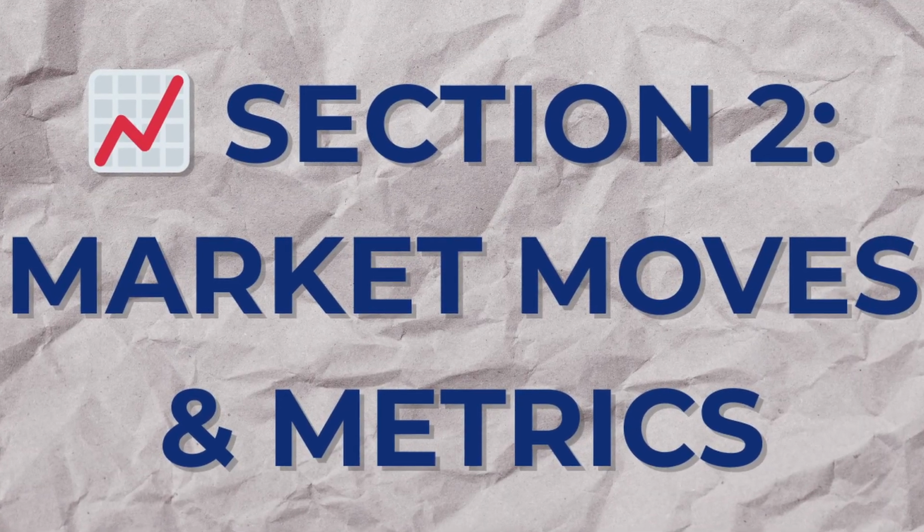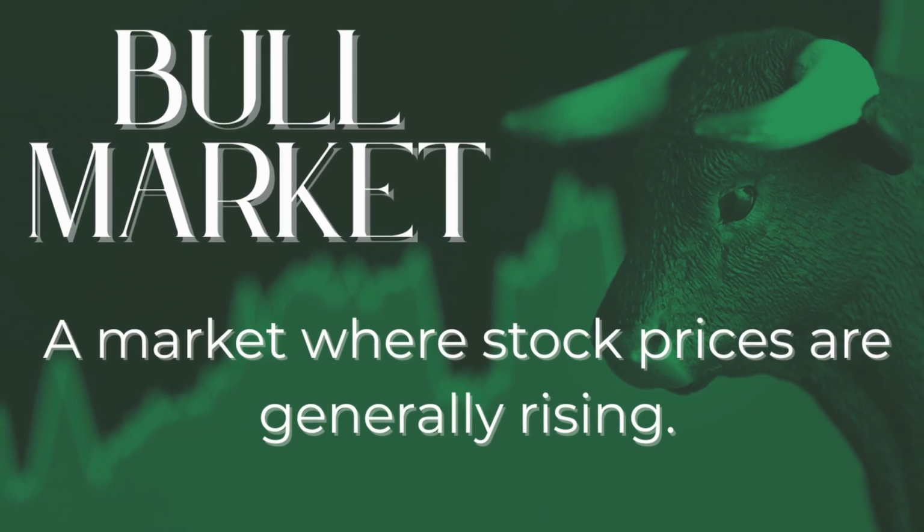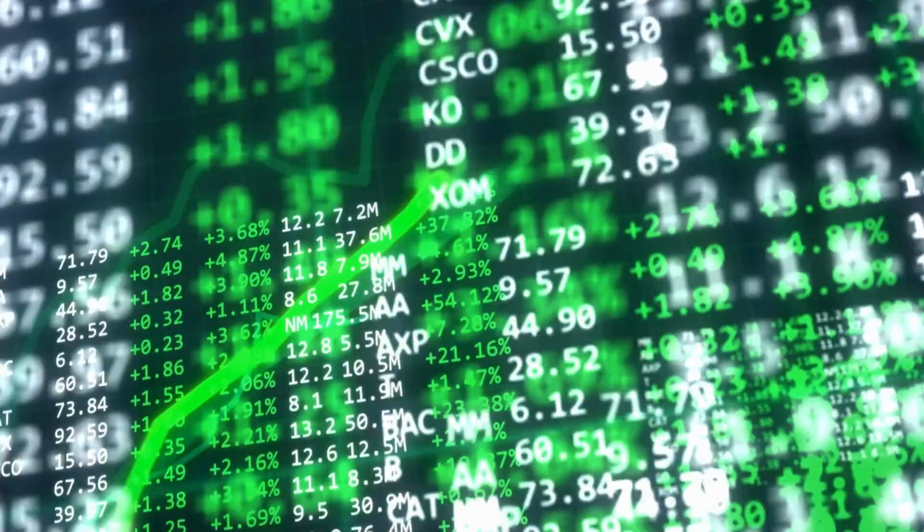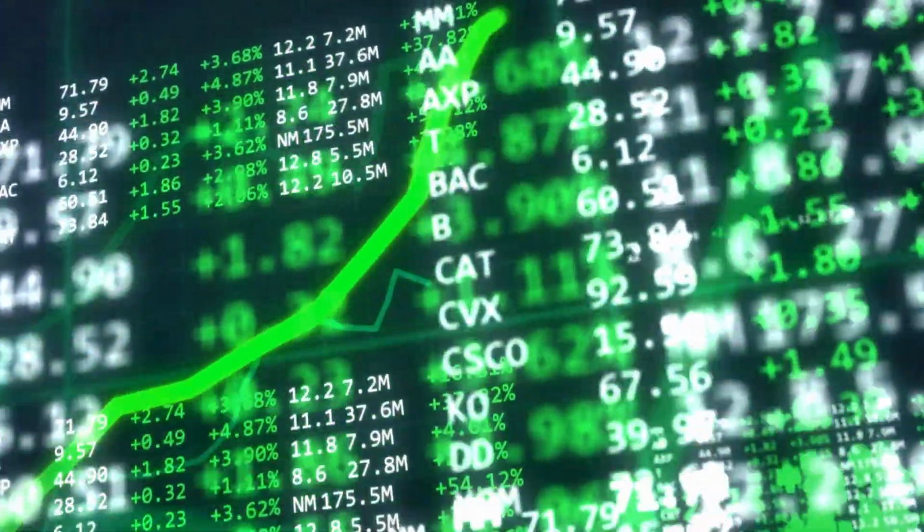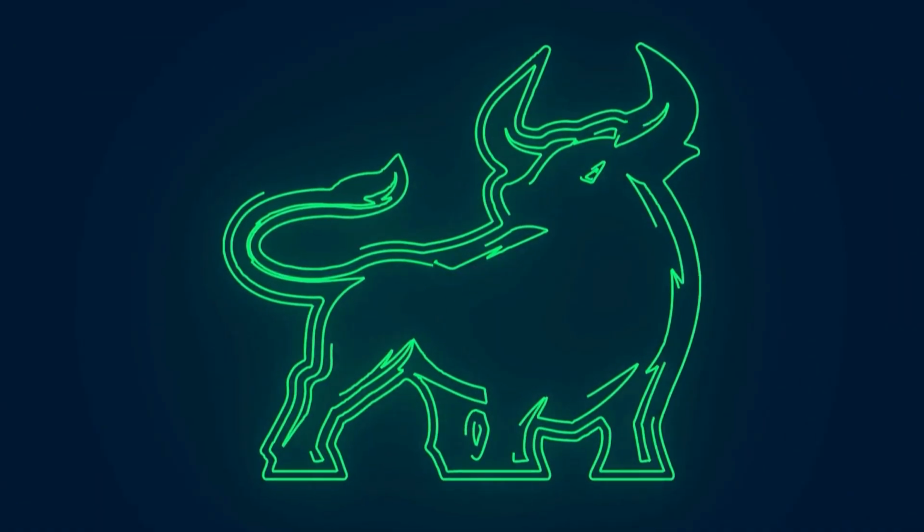Section number 2 is market moves and metrics. What is a bull market? A bull market is where the stock prices are generally rising. That doesn't mean they don't fall at all, but their trend is consistently upwards. The reason that they call it a bull market is because when a bull is charging, it raises its horns, going in an upward direction.